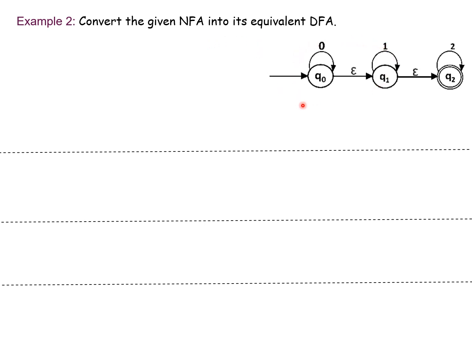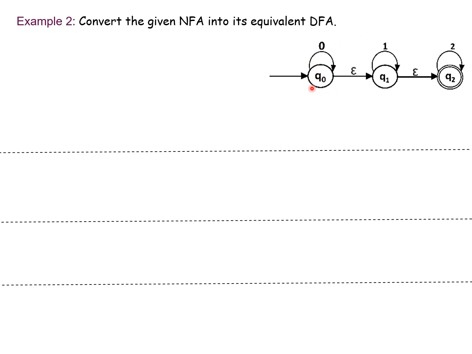When you see a transition diagram that has epsilon moves, you can say it is an epsilon NFA, right? In this, any number of zeros are accepted, followed by any number of ones, followed by any number of twos. So this is the regular expression accepted by this transition diagram.